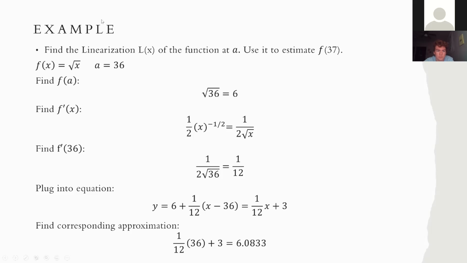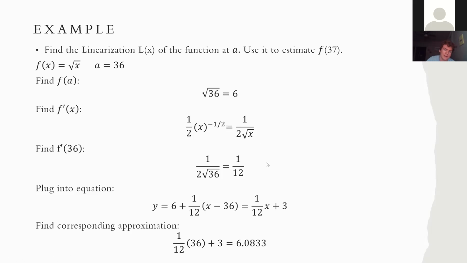So you can see, we can run through this again. We're going to find f of a, which is square root of 36, which equals 6. And we find f prime of x, which is 1/2 times x to the negative 1/2, which is 1 over 2 times the square root of x. And then we are going to find f prime of 36. So we just plug in 36 for x right here, which is 1 over 2 times the square root of 36, which is 1 over 2 times 6, which equals 1/12.